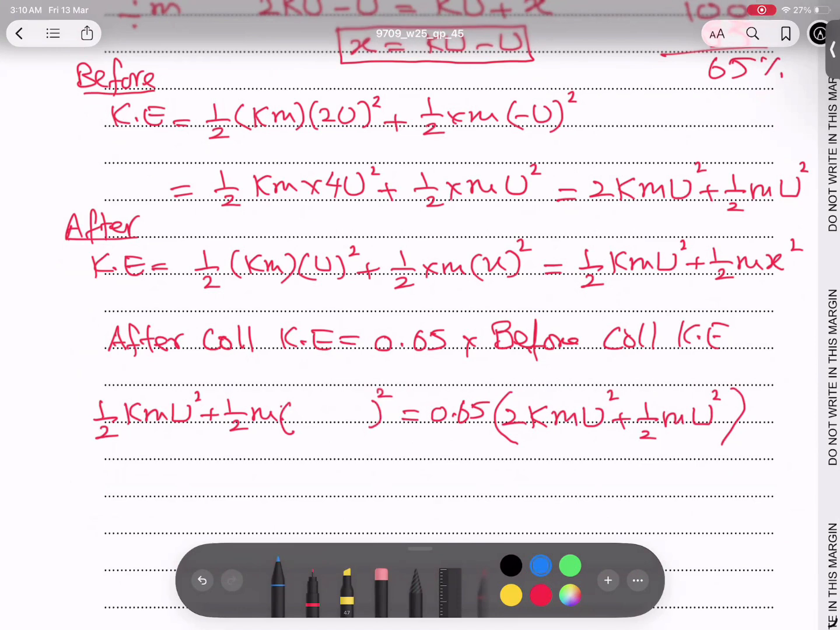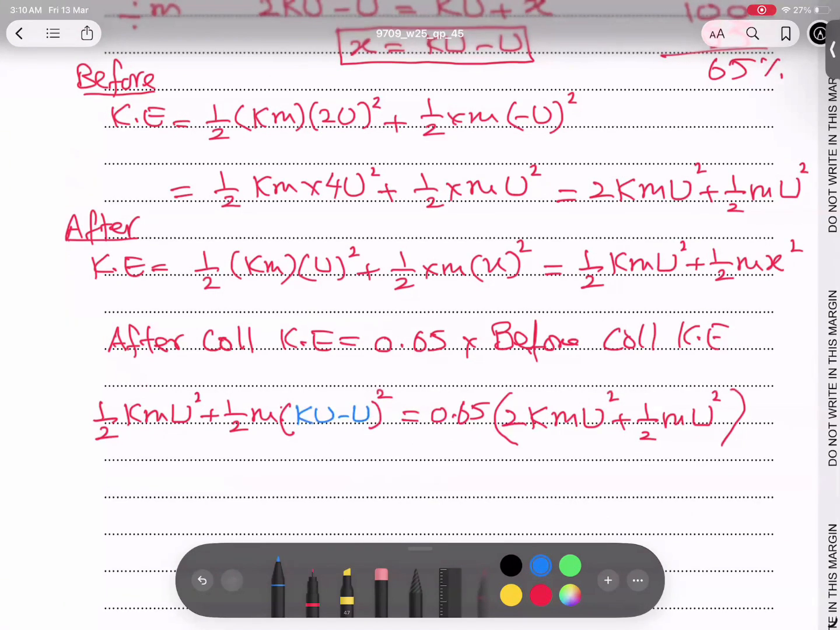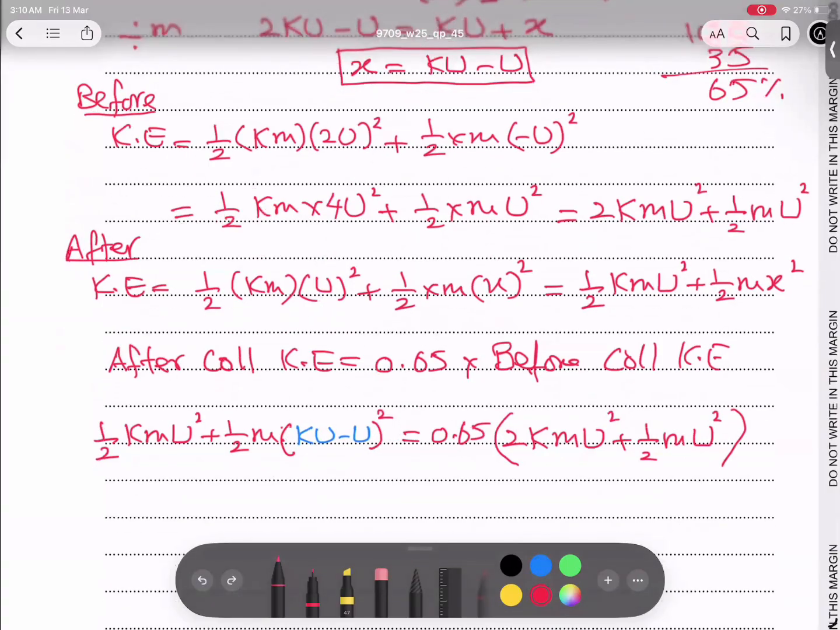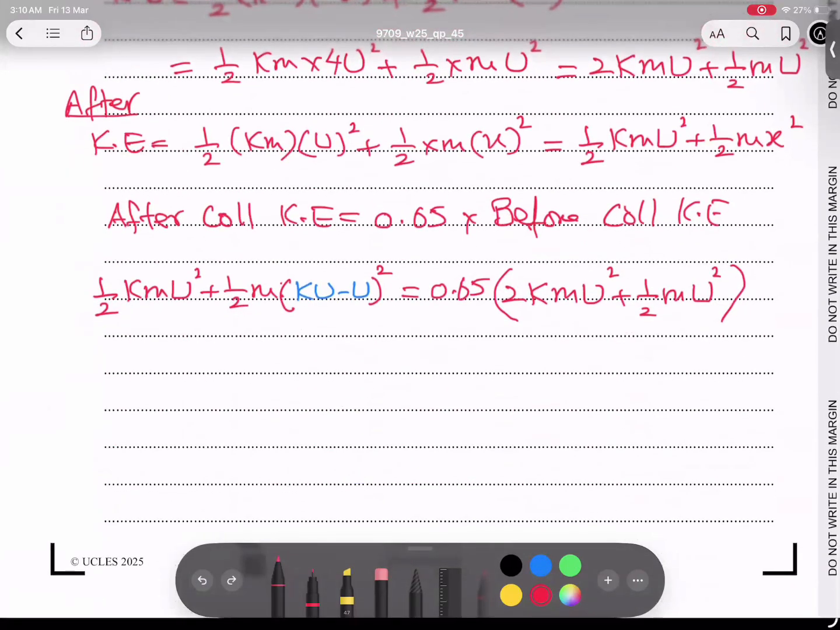X squared, I'm writing here, ku minus u. Where does this come from, students? From this x value. I think now we can solve this easily, because now we have only k, m, and u left behind. So first of all, I will do two jobs together. Divide by m. This m will be common, so it will cancel out throughout.